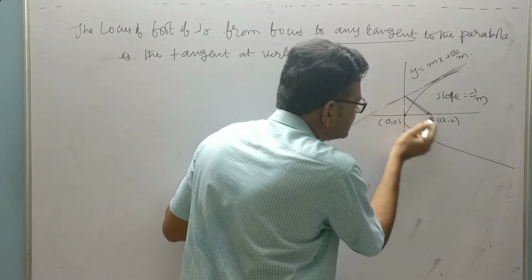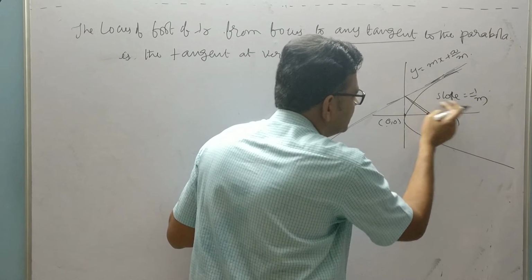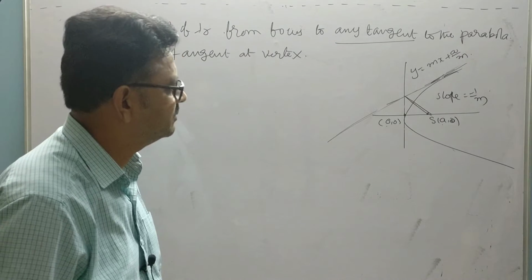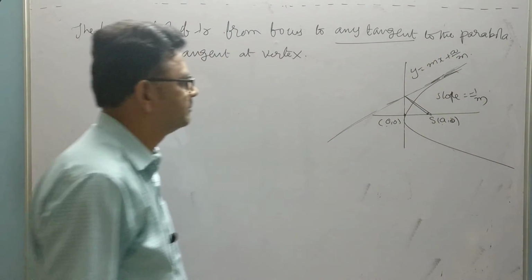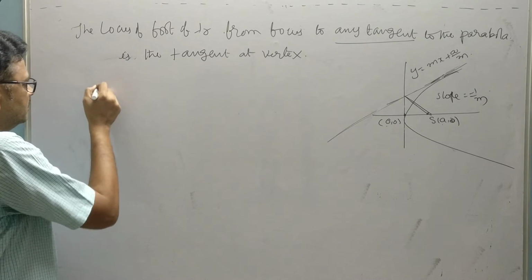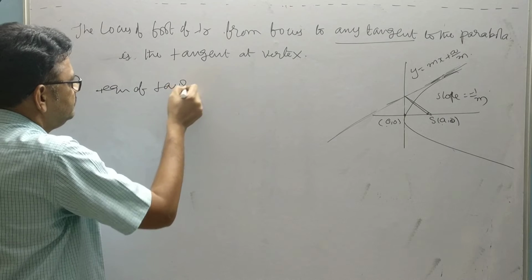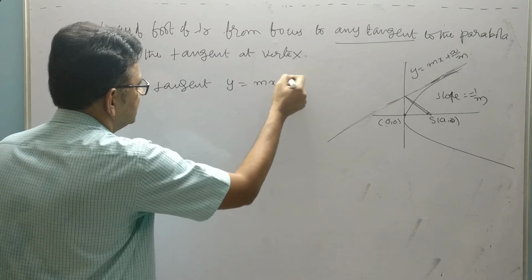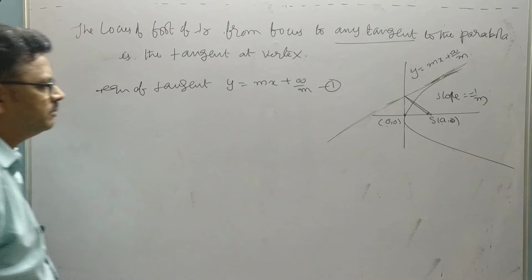And what about the equation of this line? So slope and a point: y minus y1 is equal to m into x minus x1. Now by eliminating m, that is the locus. So very simple. The equation of tangent y is equal to mx plus a by m is the equation of tangent to the parabola in slope form.